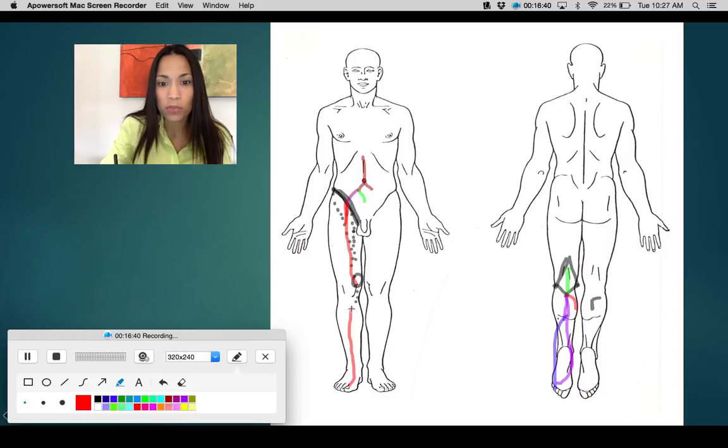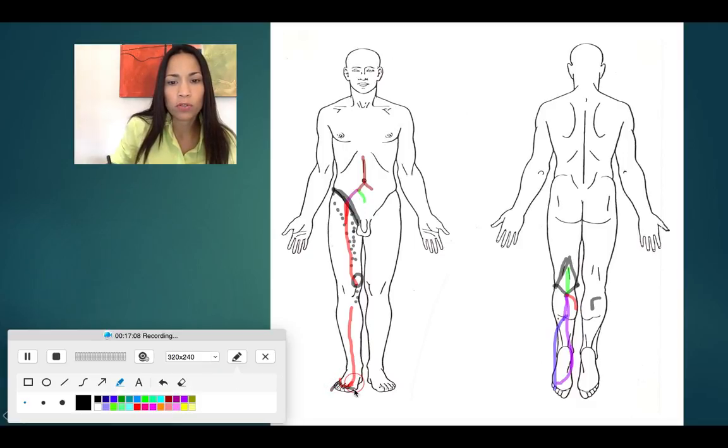In your foot, right in here, it becomes the dorsalis pedis. This is the dorsum of your foot. Pedis is the anatomical name for your foot. So it becomes the dorsalis pedis artery. And it arches like that and forms the arcuate artery. And from there, we're going to have a lot of branches, digital branches for your toes.